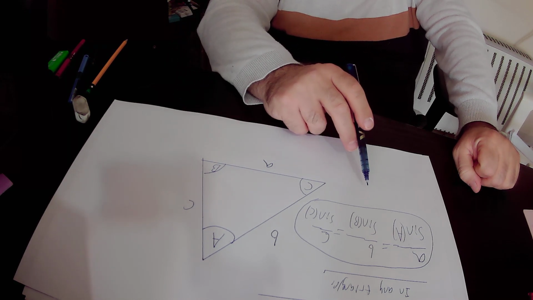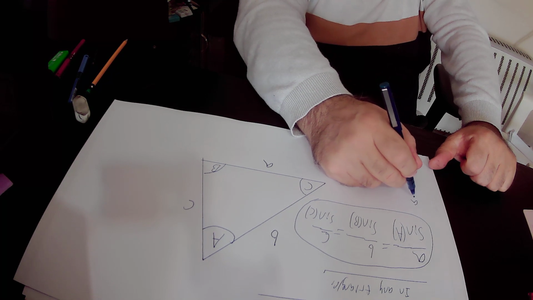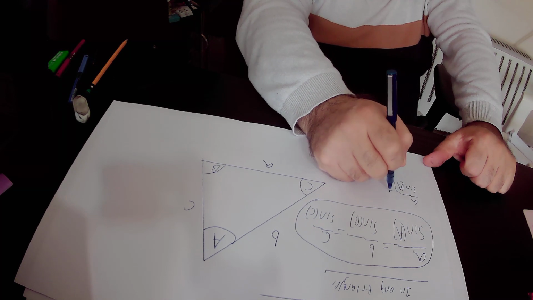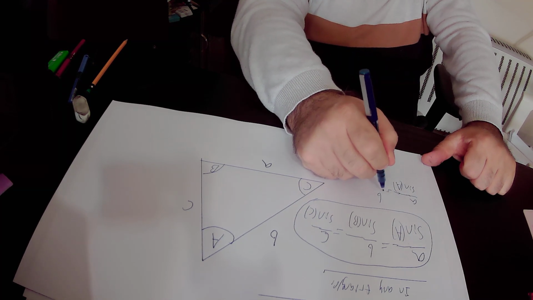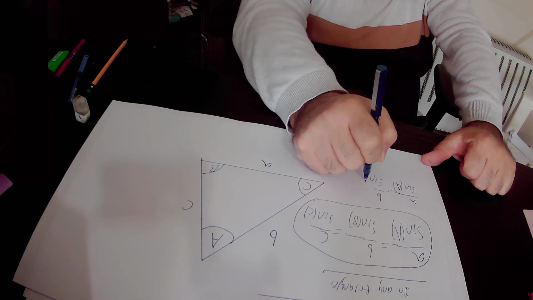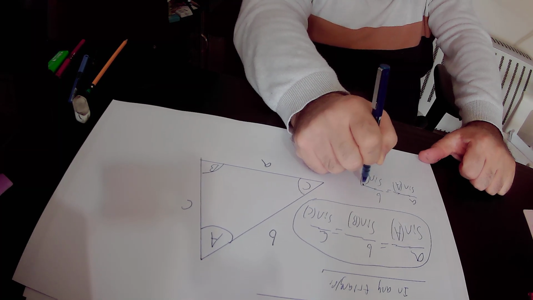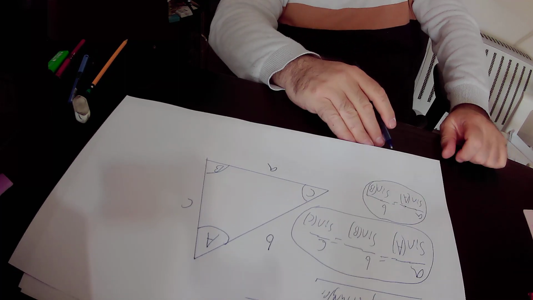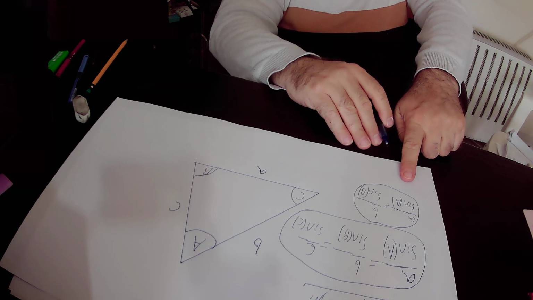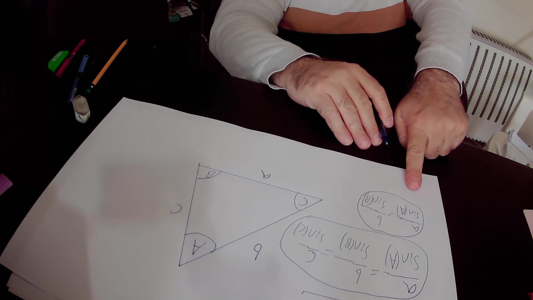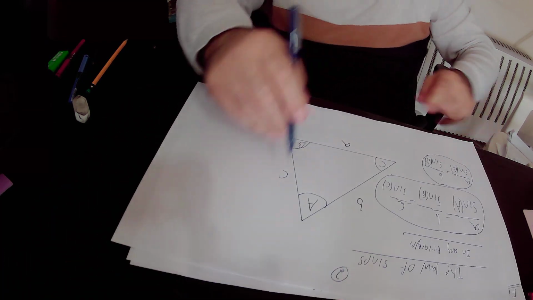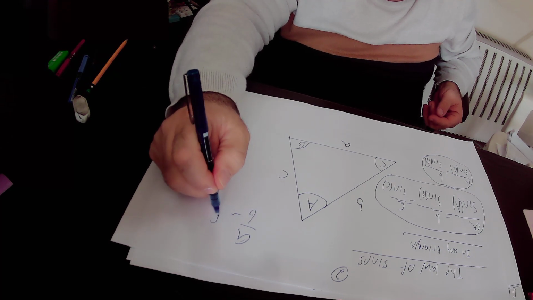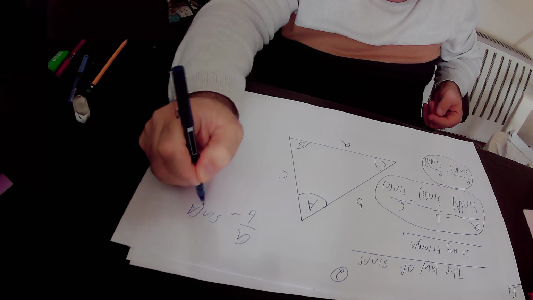From this formula, we can derive that a over sine A equals b over sine B. We multiply this equation by sine A, and then divide it by b, and we get that a over b equals sine A over sine B.